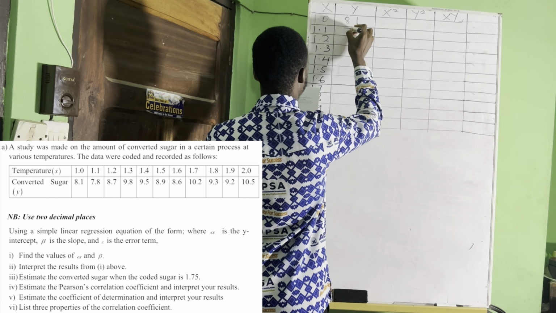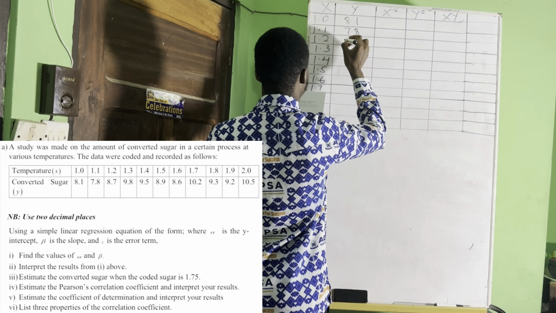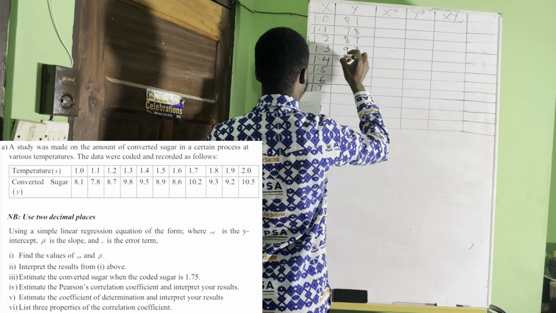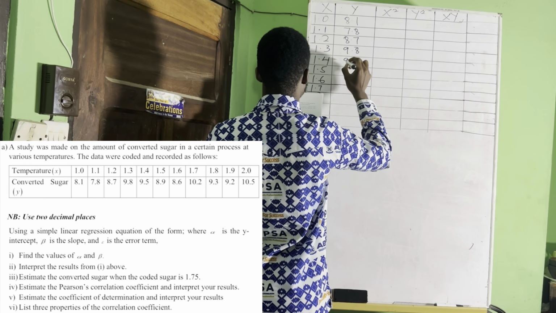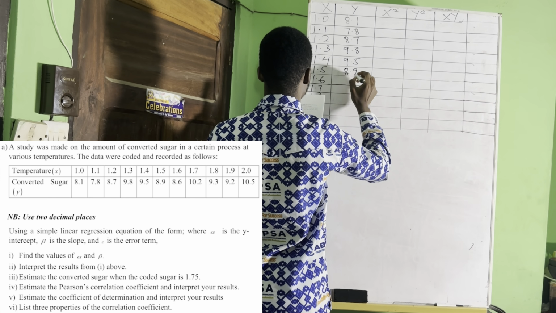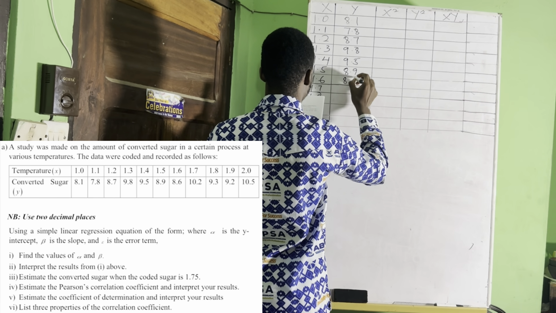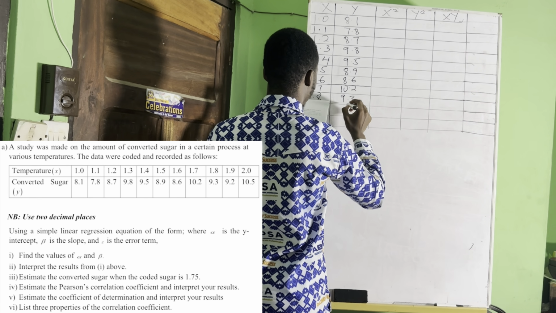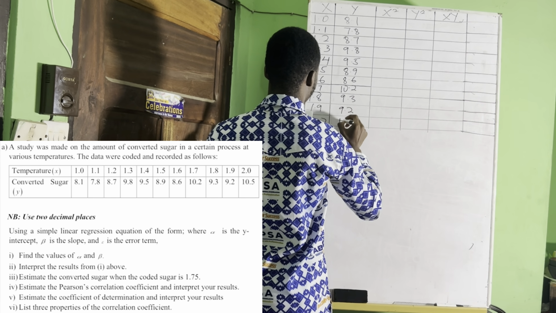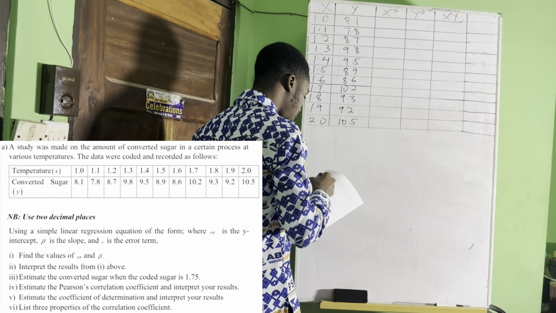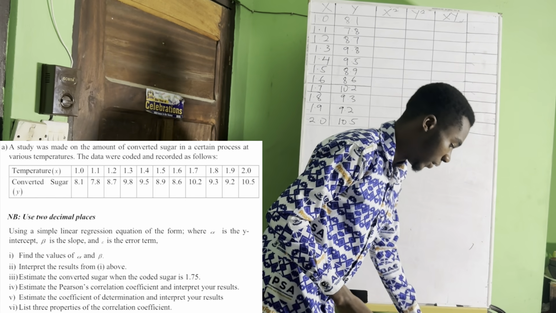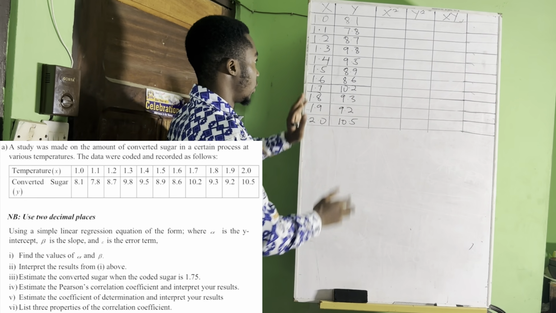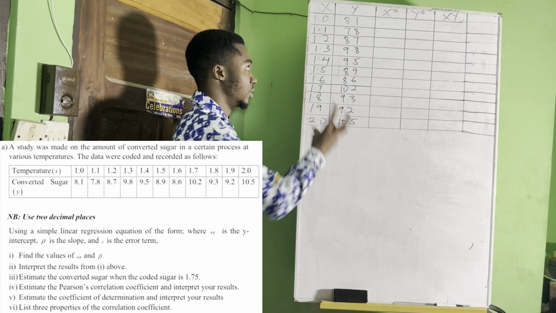Then the next one, 7.8. Then 8.7. Then 9.8. Then 9.5. Then 8.9. Then 8.6. Then 10.2. Then 9.3, 9.2, and 10.5. All right. So this is what they gave us in the question. So the x values and y values, each value I've written on the board is already in the question. So I just wrote the same thing on the board.